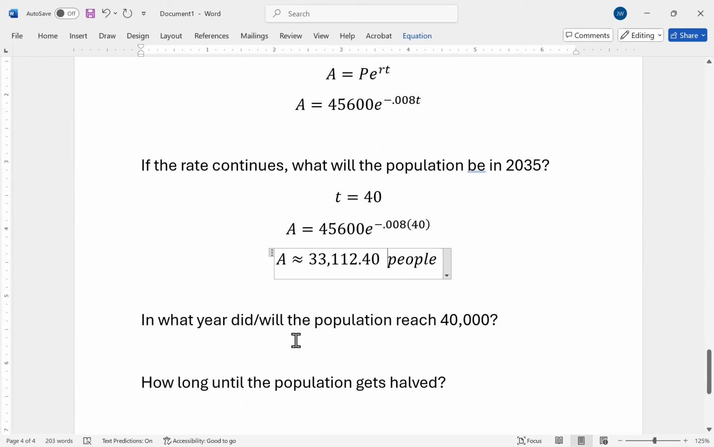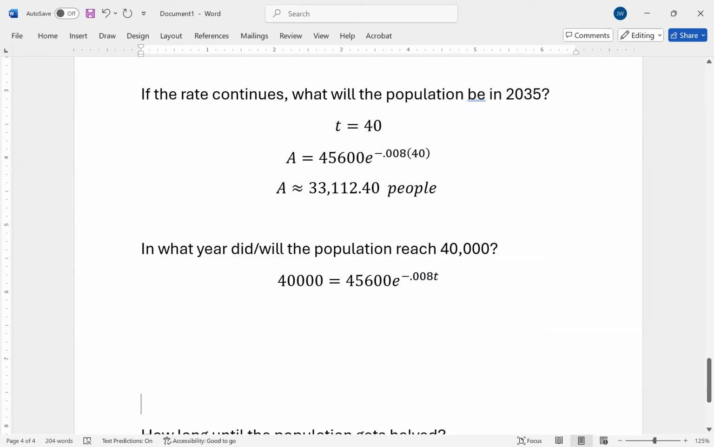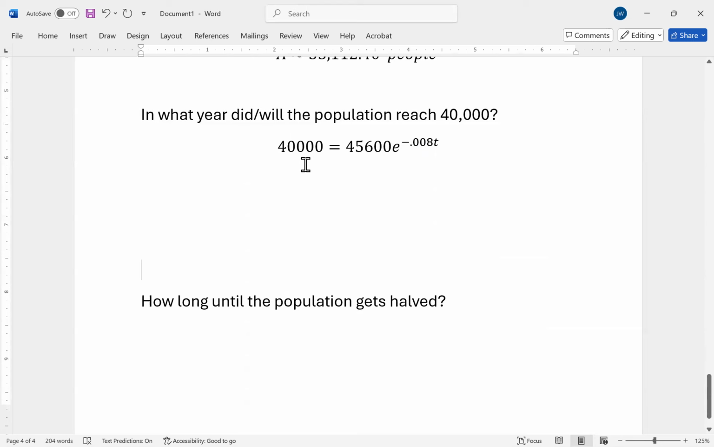In what year did the population reach 40,000 people? Well, that is an A of 40,000. And we're setting that equal to 45,600 times e raised to the negative 0.008 t. And then all we have to do is solve for t there. We know how to do this.